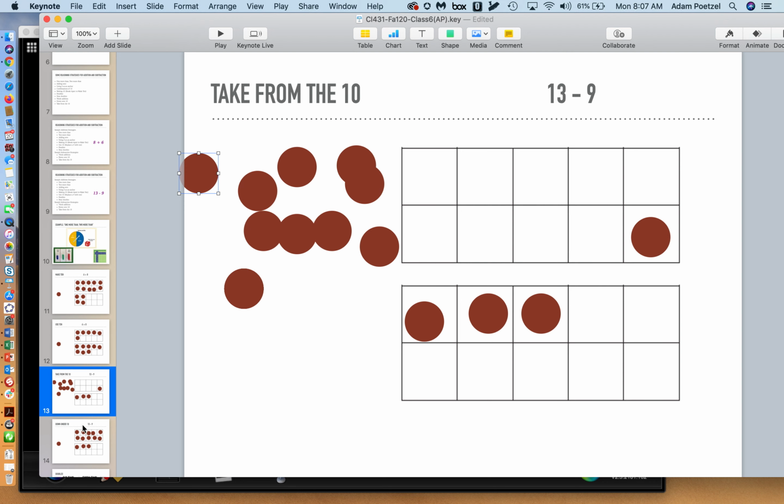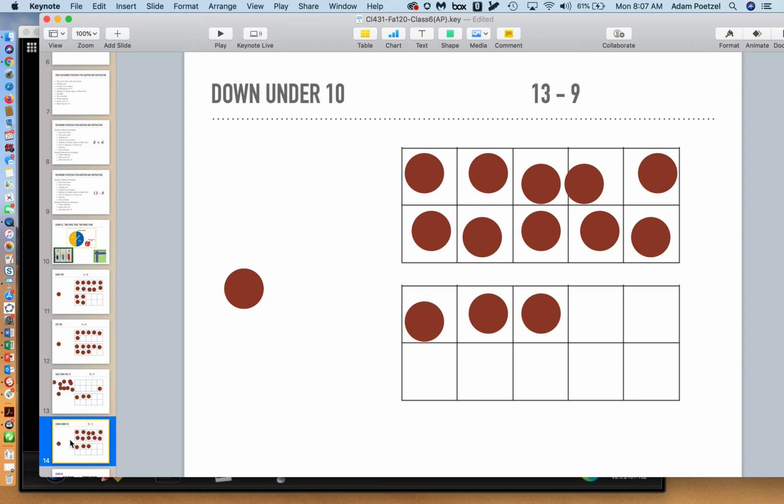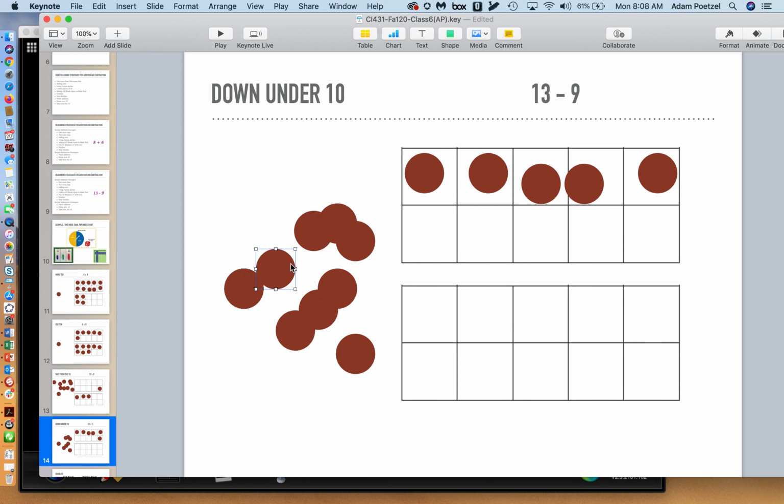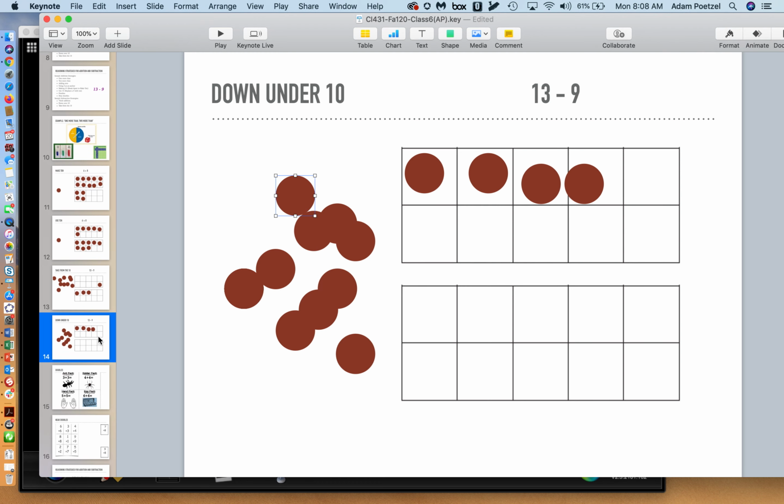And just a visual for the take from the 10, or the down under 10. 13 minus 9 just says, well, first, if I was doing this strategy, one thing I might do is first take away 3 here, because 13 minus 3 is 10. I can see what's left. And then take away the 6 I still need to take away to get to the 9. And when I do that, I get 4. Great. So those are just some visual strategies there to go through.